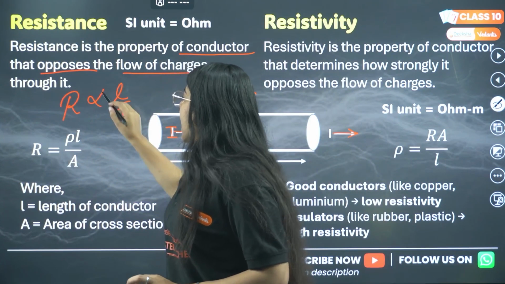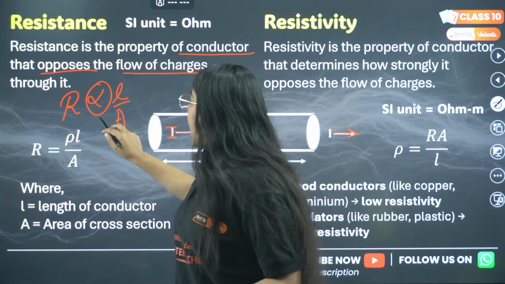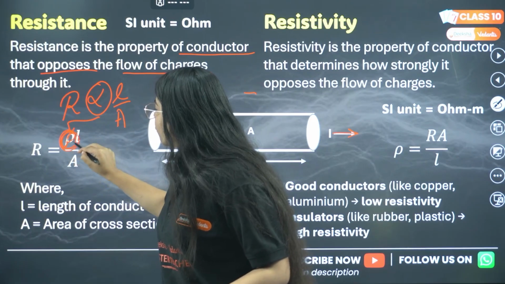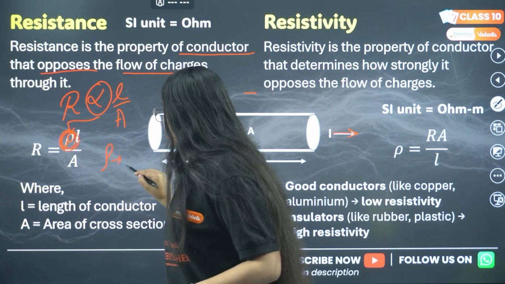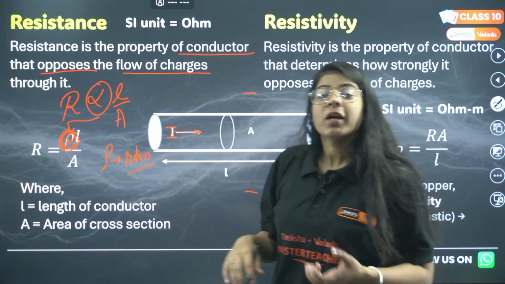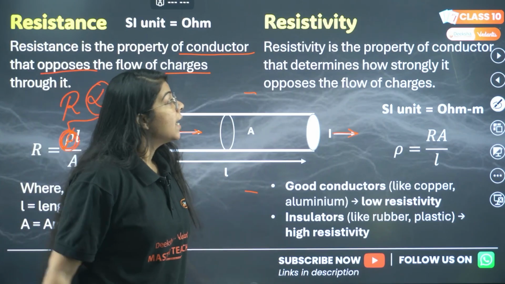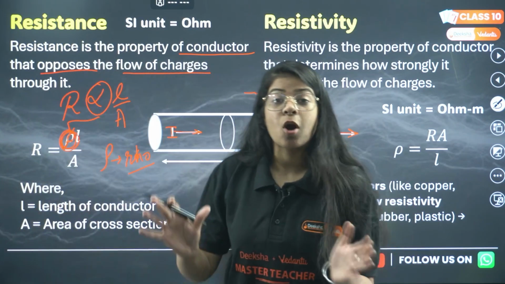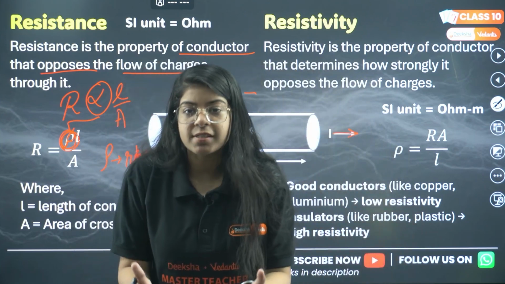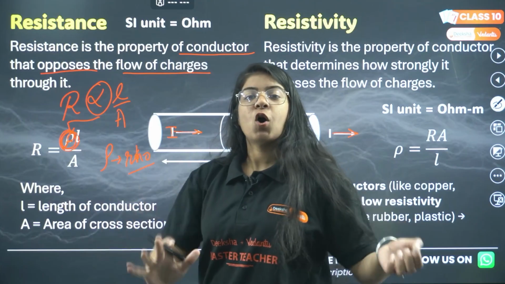I can write, and we always remove the directly proportional sign and put a constant, which is resistivity. What is it? Rho. We call it rho. Okay, rho. What is rho? Rho is resistivity. Ma'am, what is resistivity? Resistivity is again the property of material, but it determines how strongly our conductor will oppose the flow of current.